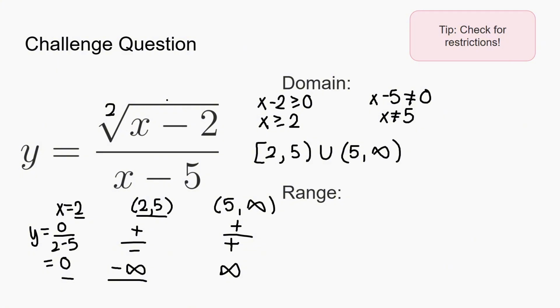So basically, we have negative infinity to including 0 and 0 to positive infinity. Basically, we have no restriction for range. Our range is going to end up being negative infinity to infinity. Sometimes it's easier to break down range by trying different values for x and seeing what number comes up.